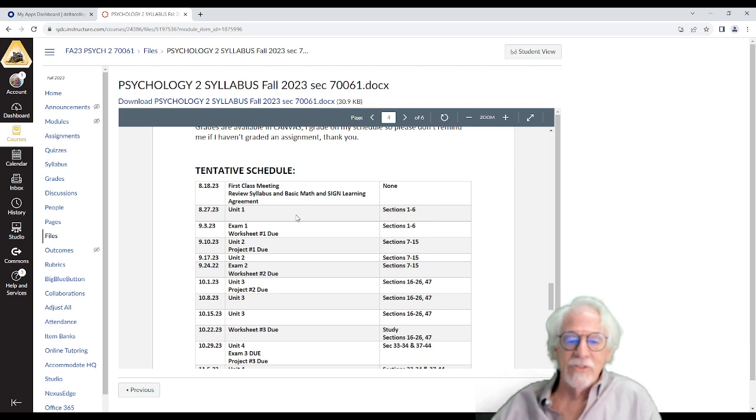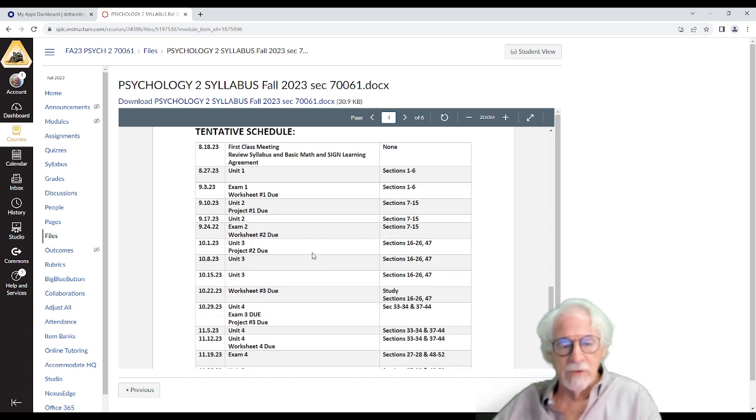So then we get started the next week. Unit 1 is very short. It really doesn't even have any math in it yet, or very little, and it's just a demonstration. So that's 1 week, and then the following week you're going to have your test on that, and your worksheets are due. Your worksheets are due at the end of every unit. Your project is due the following week when we start the new unit. So that's how this works through the entire schedule.